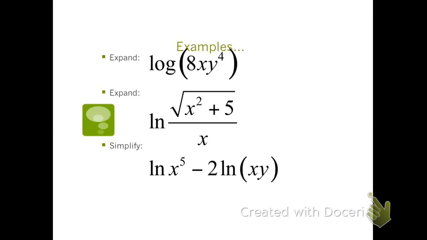Alright, so first off, since I see them multiplied together, I'm going to break them up into added logs. So we're going to take the log of 8 plus the log of x plus the log of y to the 4th. With the log of y to the 4th, we need to move the exponent out to the front as well.